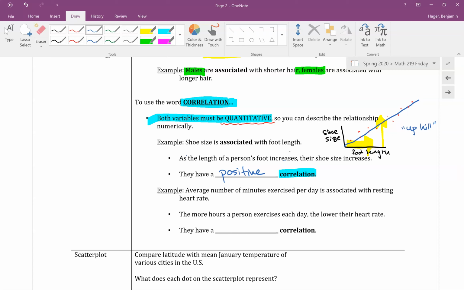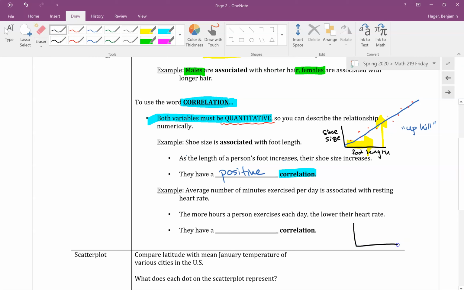So another example would be the average number of minutes exercised per day is associated with resting heart rate. Again, those are two quantitative or numerical variables, right? Average number of minutes exercised and your resting heart rate. And so it's safe to use the word correlation, or we could talk about measuring the correlation between them, using correlation to describe the association.